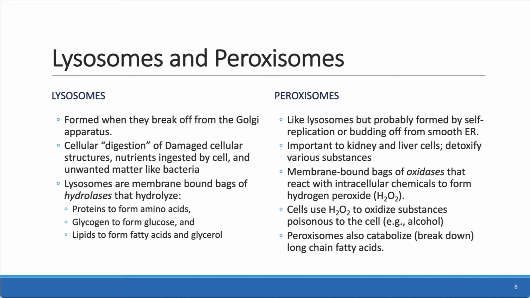So a hydrolase is an enzyme that participates in hydrolysis. And they hydrolyze proteins to form amino acids. They hydrolyze glycogen to form glucose. And they hydrolyze lipids to form fatty acids and, of course, the glycerol. So what they do is they break down those bigger substances into smaller pieces that can be used by the body.